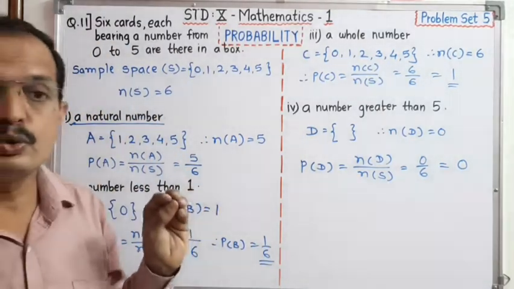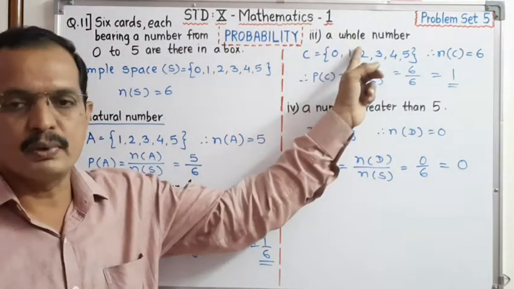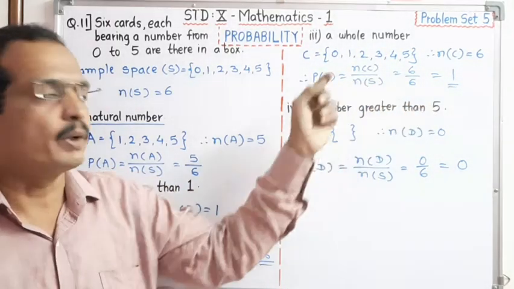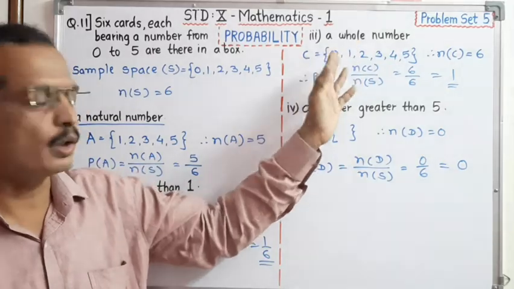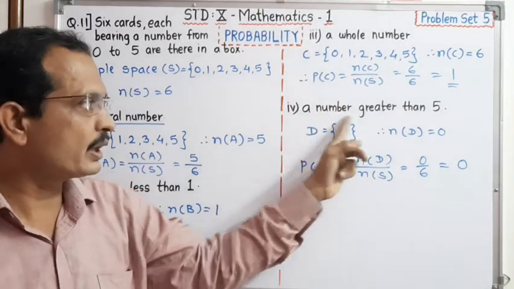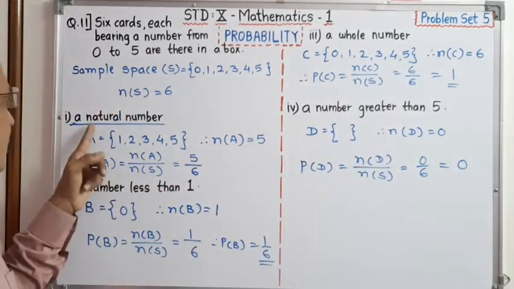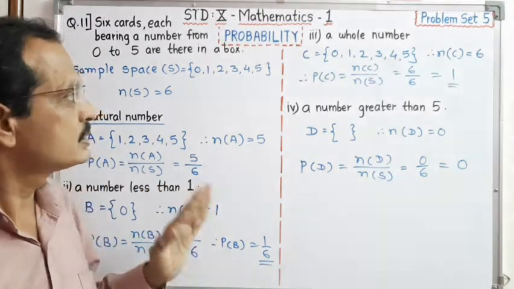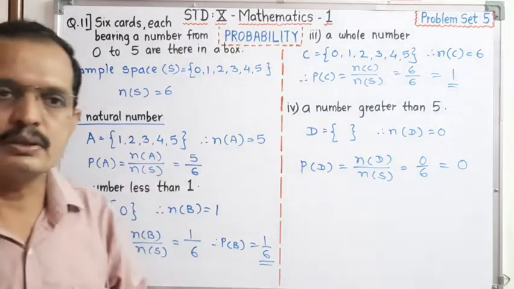In this case, you must know what a whole number is. All of you know the formula for finding the probability. But if you don't know whole numbers, you can't go further. Greater than 5. See here, natural numbers. You must know these basic things. Otherwise, you can't solve the sum. Therefore, write down this sum in your notebook.